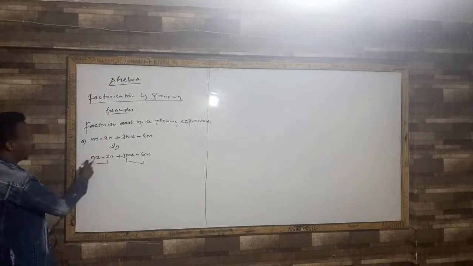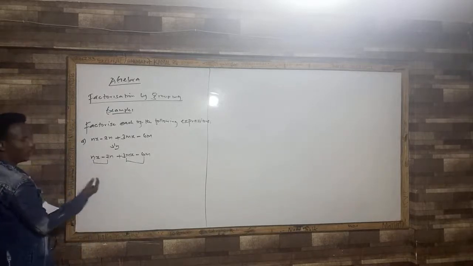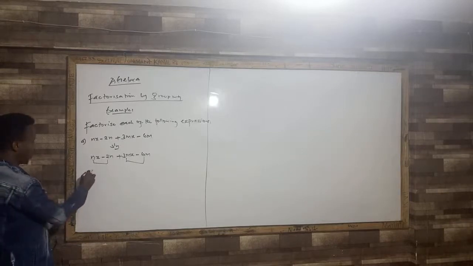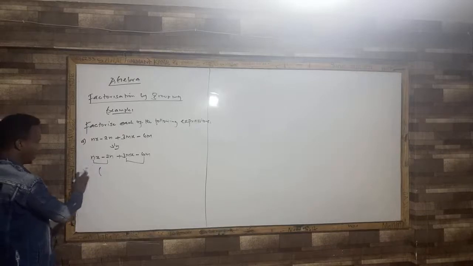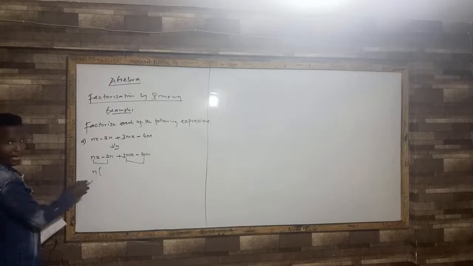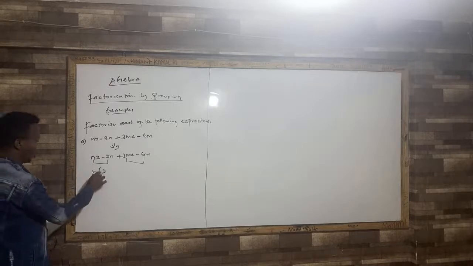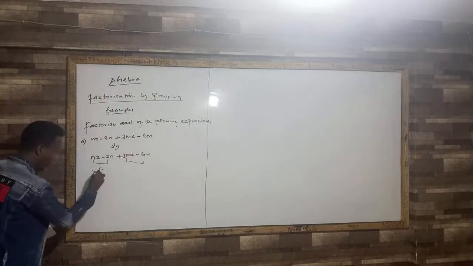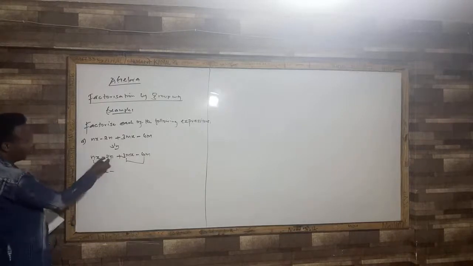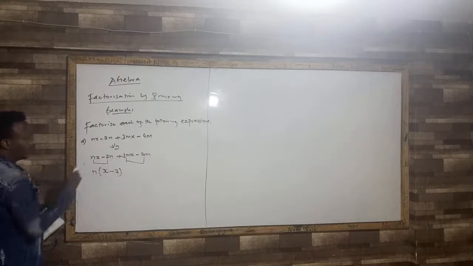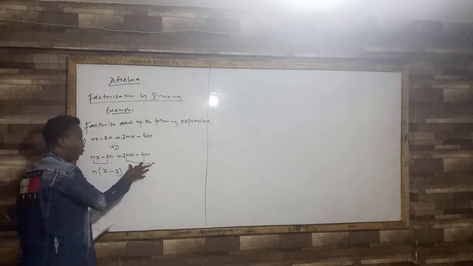Now, what's the common here? We don't have a GCD. The common letter is n. So, our n is common here. Now, factor out the common letter. Say n, open the bracket. Now, nx divided by n, the n's go, so you are left with x, don't forget that. This is x, friends. Then minus 2n divided by n is 2, because n and n will go. Close the bracket.